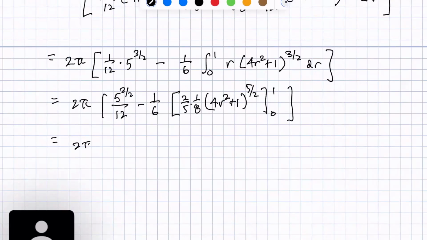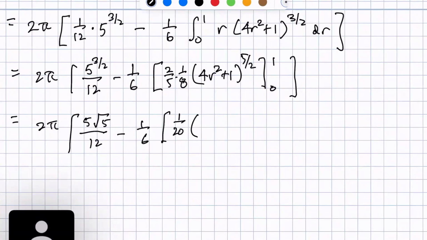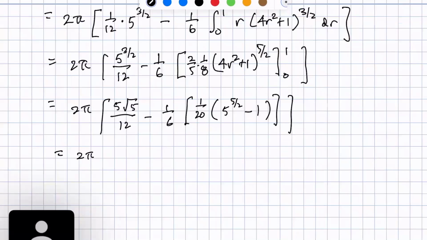And hence I have 2 pi. I'm going to write this as 5√5 over 12 minus 1/6. This little fraction out here is 1 over 20, right? And then I plug in the 1, I get a 5. I plug in the 0, I get a 1. So I get a very multi-layered expression. Let's try to clean this up a little bit. Minus 1 over 120 times 5 to the 5/2, plus 1 over 120.